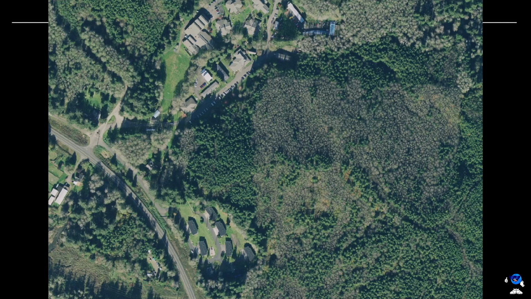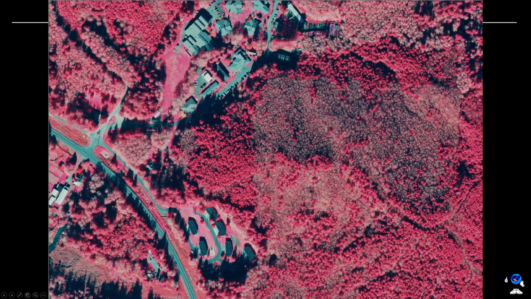In the following example, the RGB image shows shades of green that are more subtle and structures are significantly less distinct, whereas the CIR image clearly shows different shades of red for dense canopy and other vegetation species, while structures and roads appear blue-green.